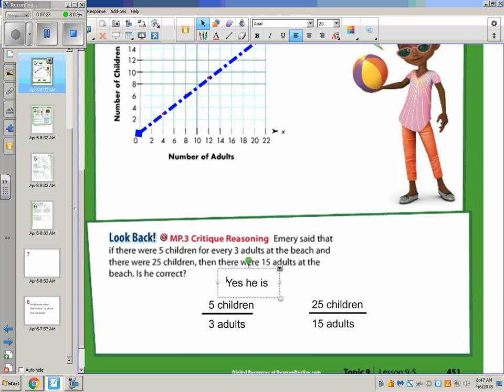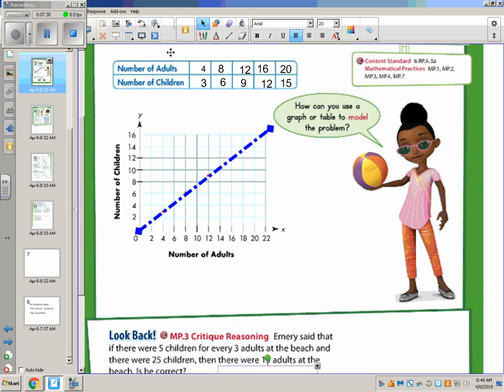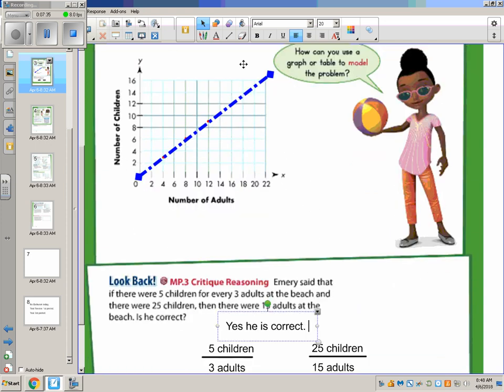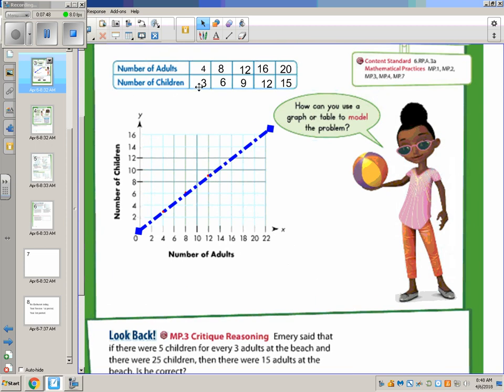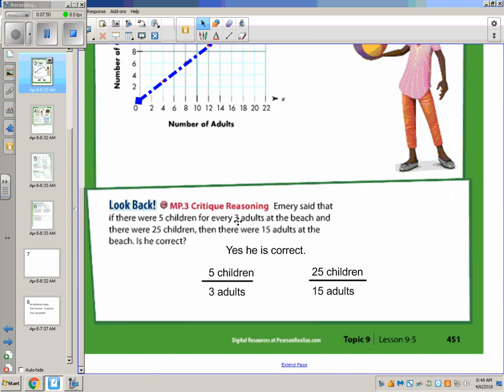So is he correct? Yes, he is correct. The other way that you could check this, you could set up a ratio table like they had up here and fill it in with 5 and 3 and follow it up until you got to 25 children and look to see if 15 was the number at the bottom. Or you can make sure that they multiply this way. I think that is a little bit faster, but if it is helpful to you to set up a table like this, that is completely fine as well.